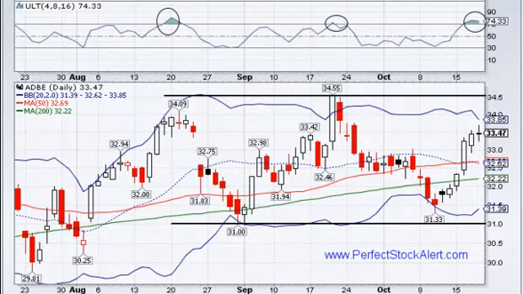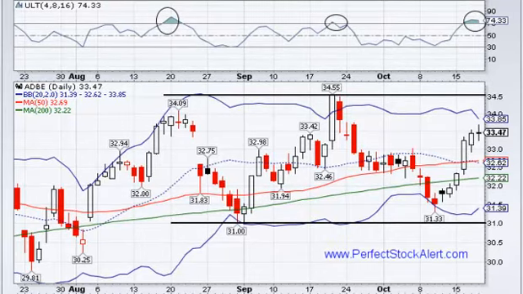Today is Thursday, October the 18th, 2012. We'll be looking at Adobe Systems Incorporated, ticker symbol ADBE. Let me bring up the old tools here. All right, there's a couple different ways you could draw this chart out.